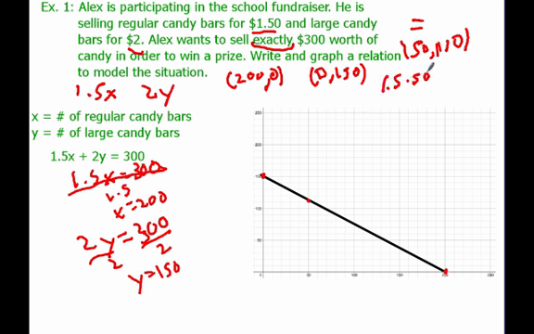1.5 times 50, that's 75. And 2 times 110, well, that's 220. That only gets me up to 195. So maybe that's not exactly, or that only gets me up to 295. So that's not right. That isn't exactly perfect. But if we looked through here, we would find values where any values that are on this line are solutions to this problem. They're all the different ways that Alex could sell candy bars and get $300.